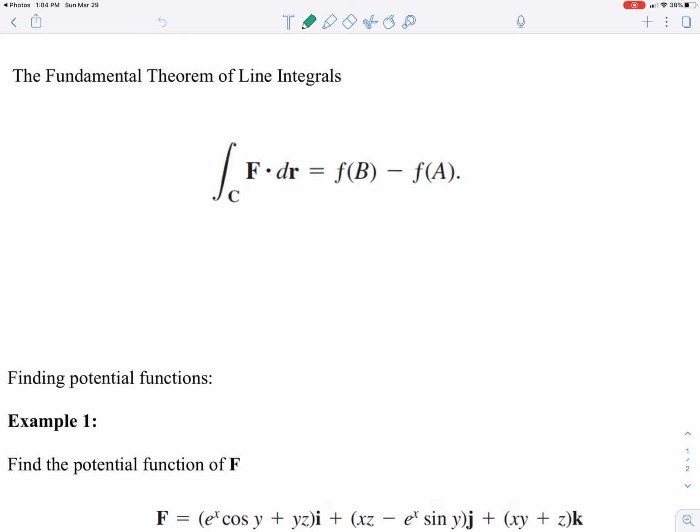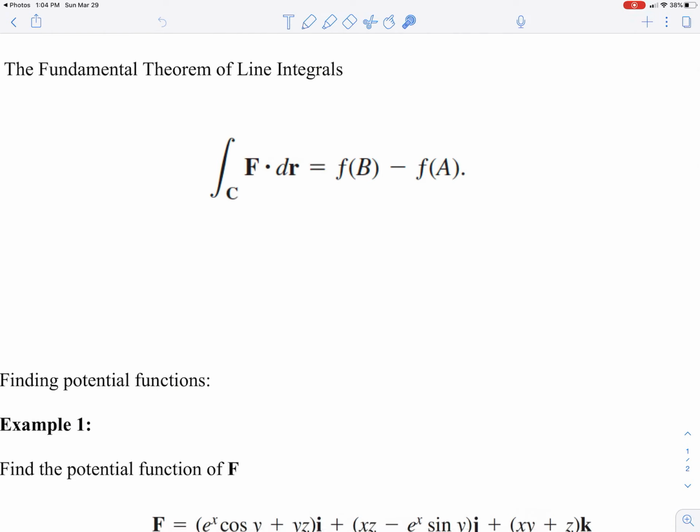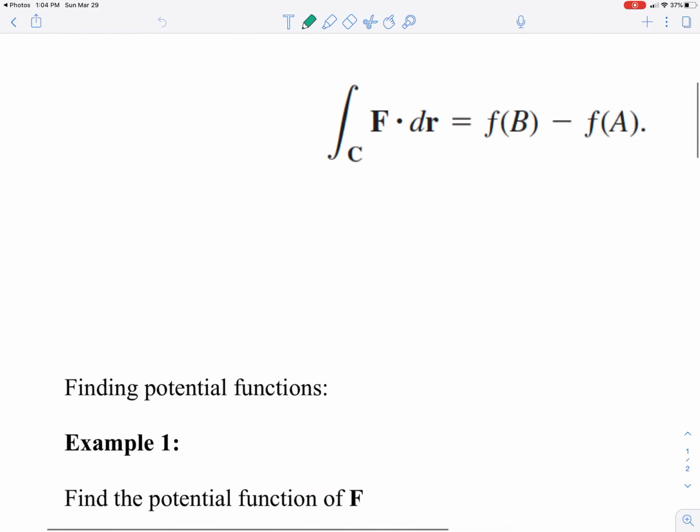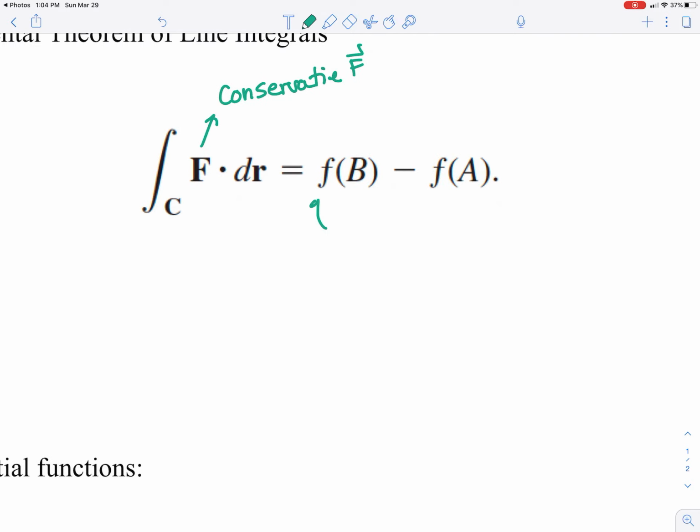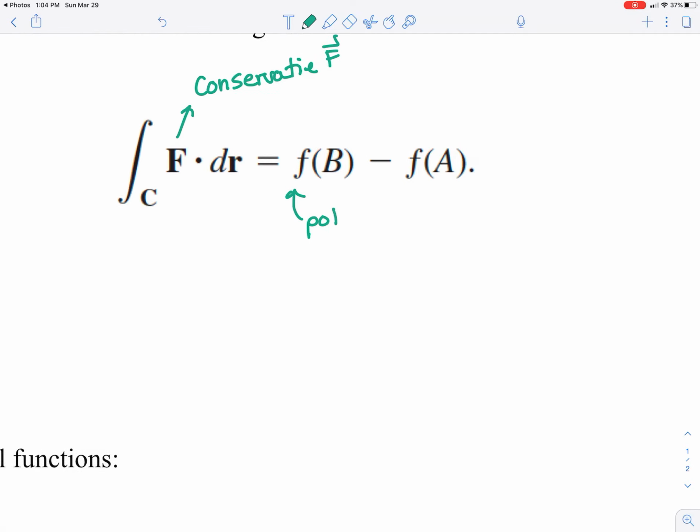So just as a review, the fundamental theorem states that if f is a conservative vector field, then the line integral over f is just equal to the difference between the potential function of f evaluated at the endpoint minus the potential function at the initial point. So this means that f is a conservative vector field, and this little f is the potential function.